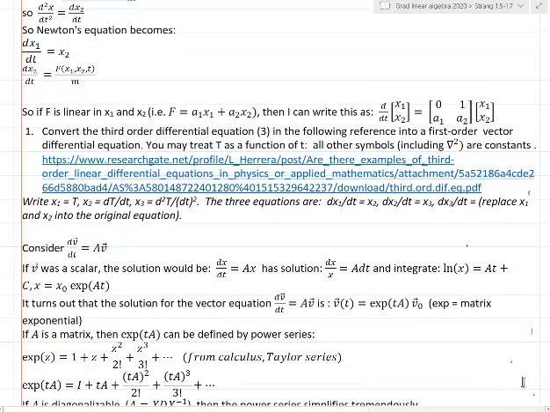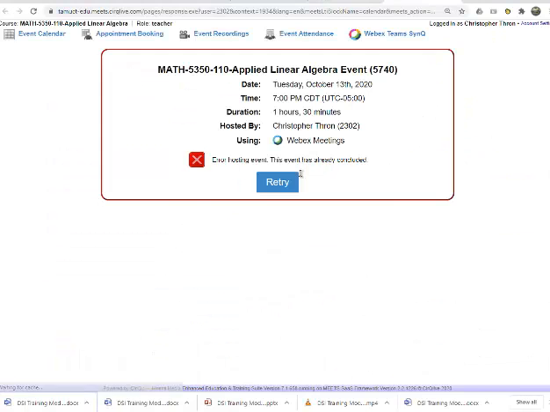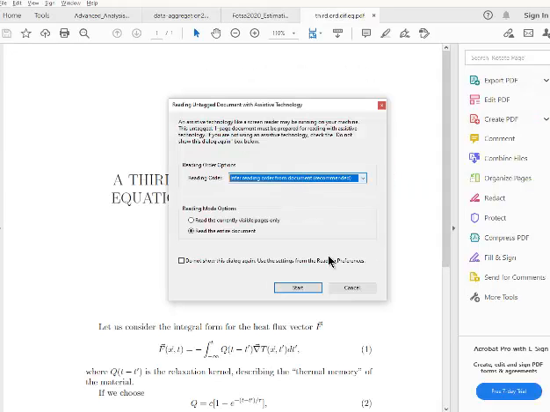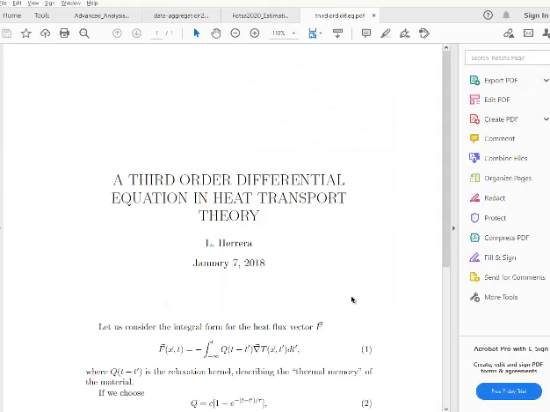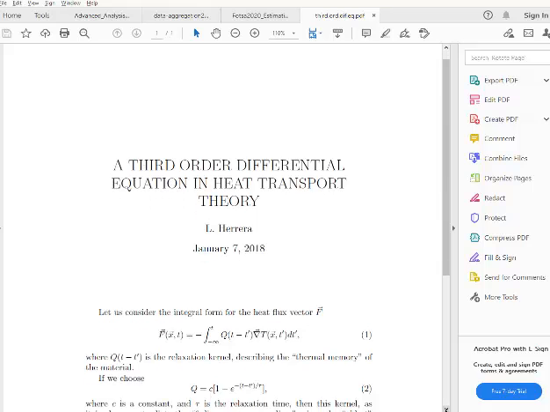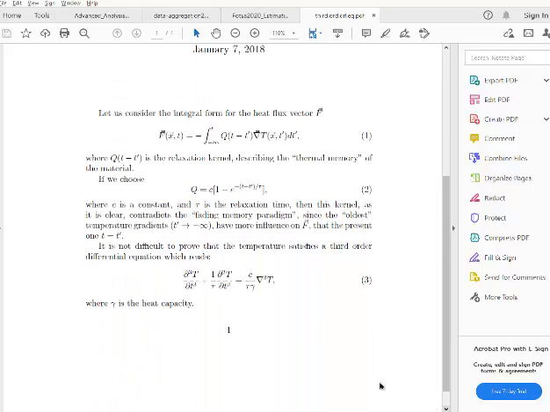Right? So here I asked you to do the same process for a third order differential equation. So let's just take a look at this equation that I referred to, and we'll see what it is. So the differential equation was down here. All right, here we go.